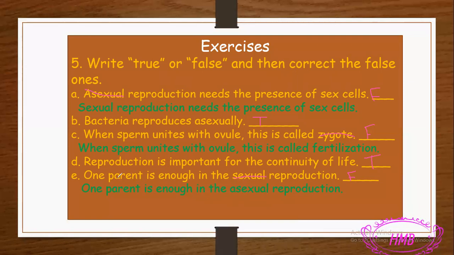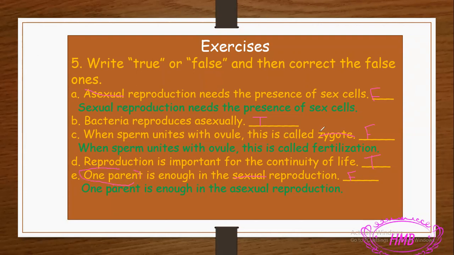Now we can solve it in another way. I can say two parents must be found in the sexual reproduction. You can say that. Okay? Usually, in true or false, we can correct them in both ways. For example, in this sentence, I cross out sexual and write asexual, or I cross out one parent and write two parents.